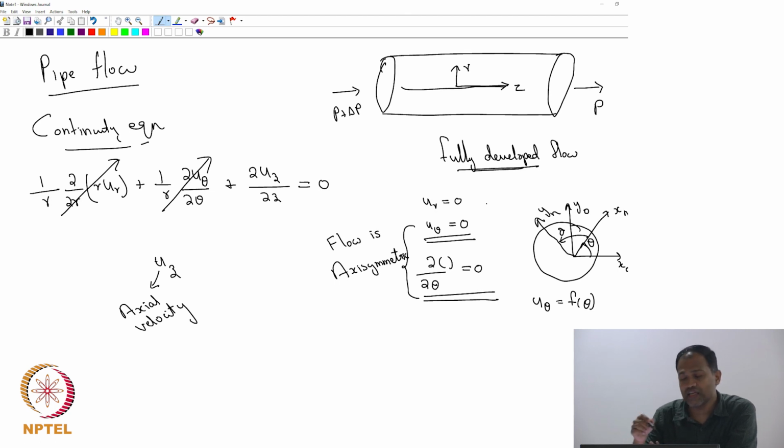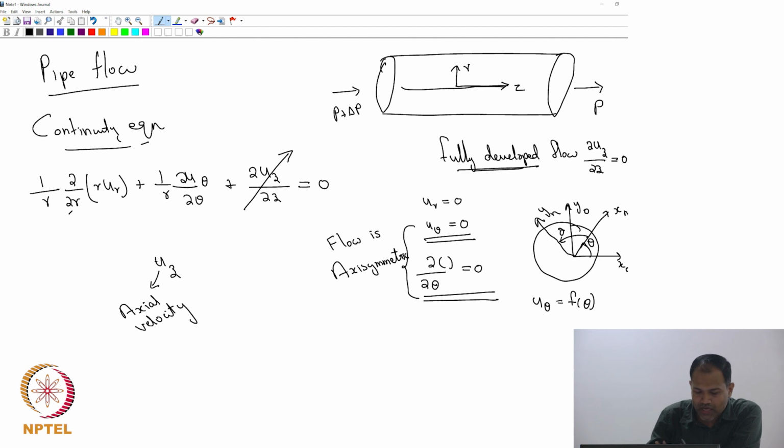Now on the other hand, if you wanted to start by saying that I have fully developed flow, so dou uz by dou z is equal to 0. Then suppose you started with the continuity equation and said dou uz by dou z is equal to 0, so I am going to put this to 0. Then you have to either assume ur equal to 0 or u theta equal to 0 to get the other equal to 0. So if I say ur is equal to 0, I will push that out. Then I have dou u theta by dou theta, which will come out to be a constant. Okay, but it will be 0 at the wall and therefore it will be 0 everywhere.